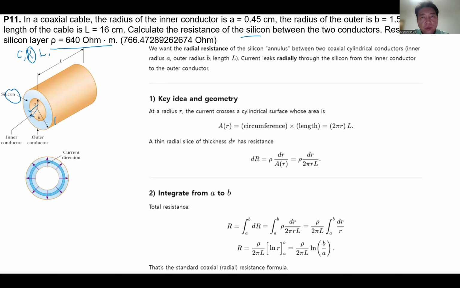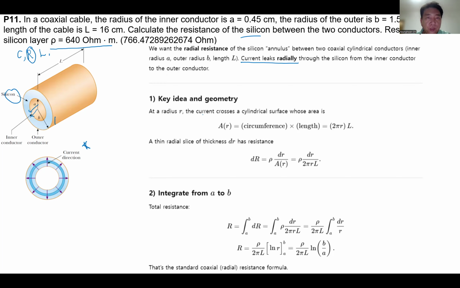We want the radial resistance of a silicon annulus between the two coaxial cable cylindrical conductors, with inner radius A and outer radius B. Current leaks radially through the silicon from the inner conductor to the outer conductor. That is the scheme.